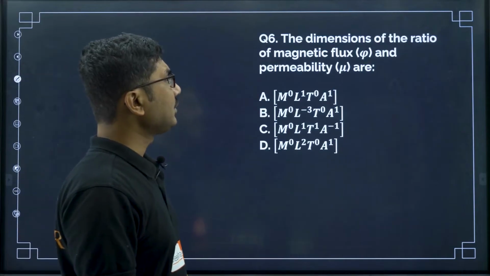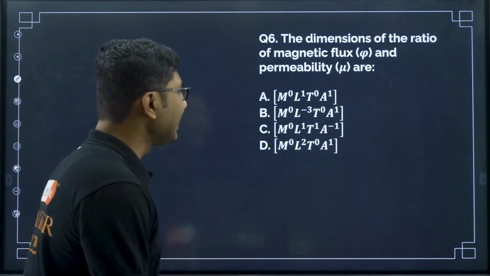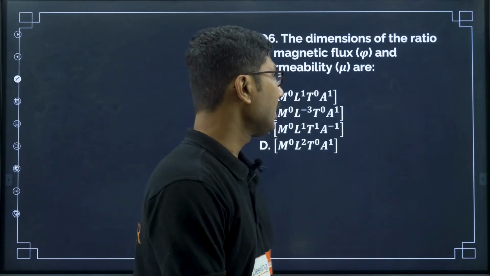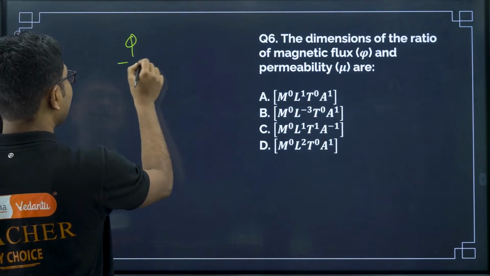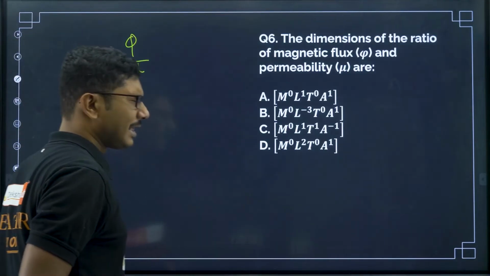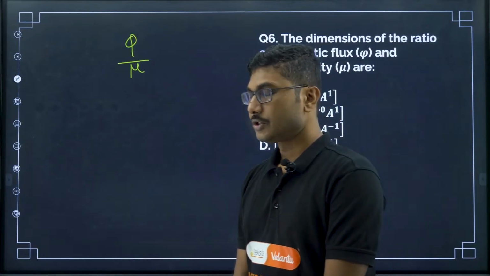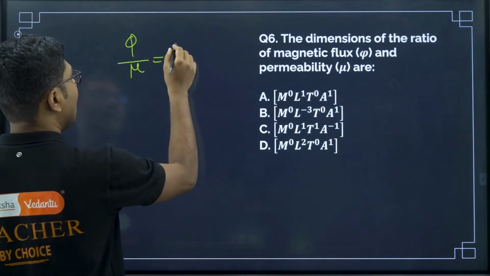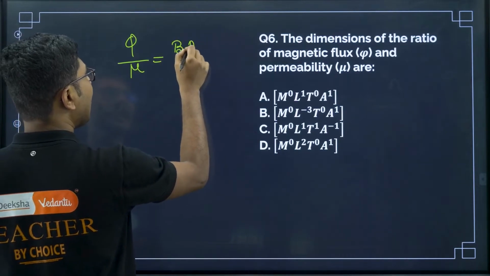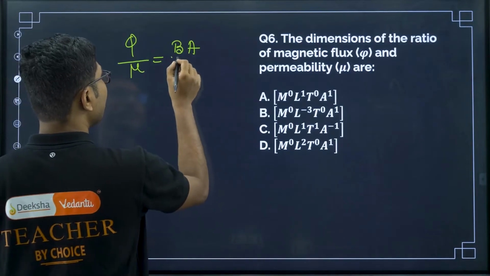Now, the dimension of the ratio of magnetic flux and permeability. So, very interesting question. A magnetic flux divided by permeability, they have asked you to find the dimension of this. So what is magnetic flux? Magnetic flux is nothing but magnetic field times area, right? Magnetic flux, we have learned that, and mu is mu.